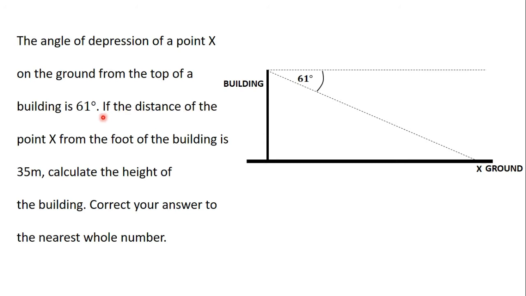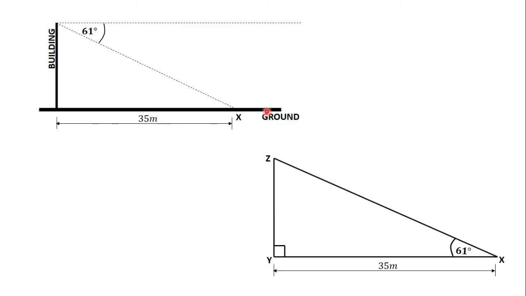The question goes on to say that the distance of the point X from the foot of the building is 35 meters. This is the foot of the building. So the distance between X here and the foot of the building is 35 meters. We should calculate the height of the building. So we have to determine how high the building is.